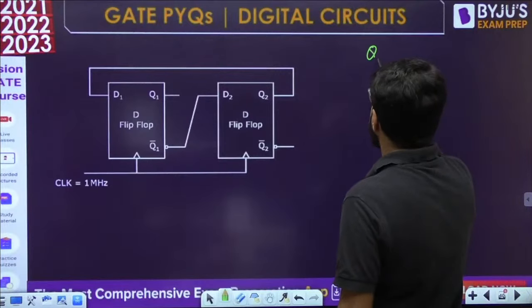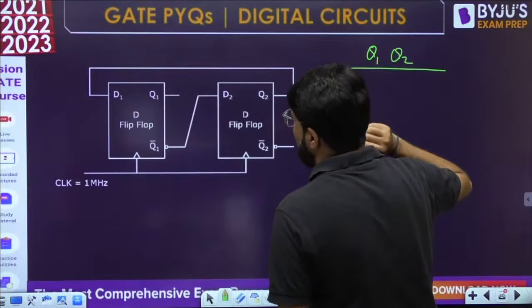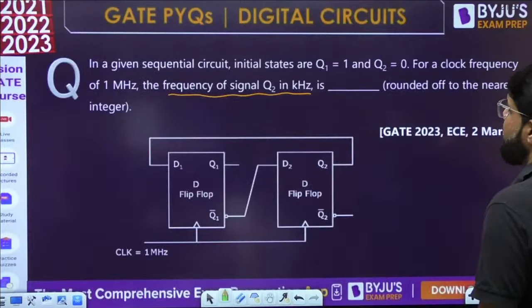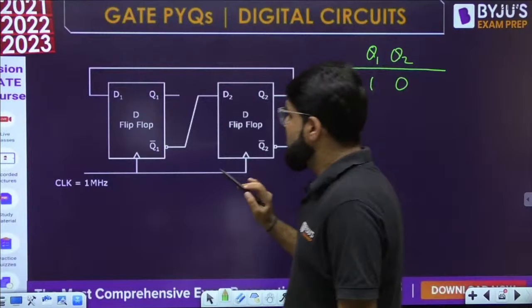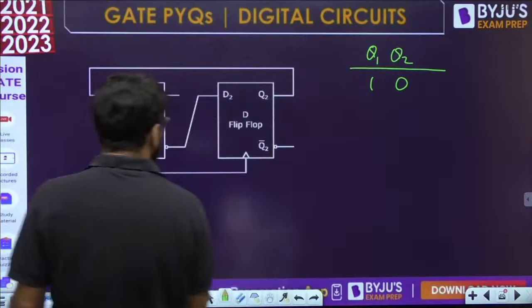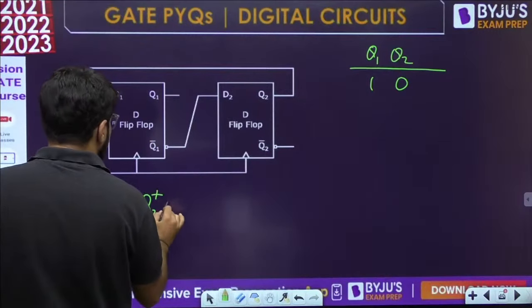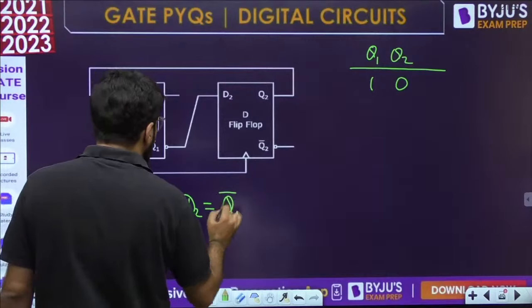So let us start with Q1, Q2 or Q2, Q1, in any sequence. I'll just go with the flow of the diagram. It is given in Q1, Q2 format, where Q1 is 1 and Q2 is 0. But what are the equations? We know that it is a D flip-flop, so Q2 plus is equal to D2. But what is D2? It is coming from Q1 bar.